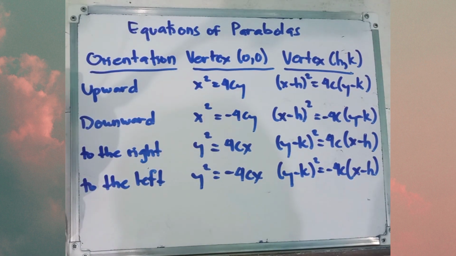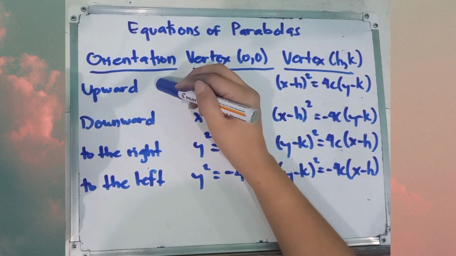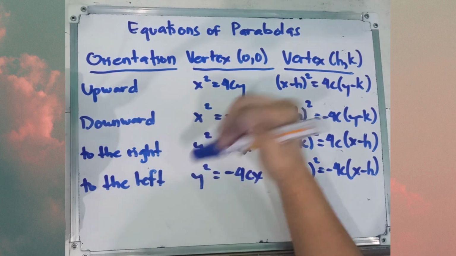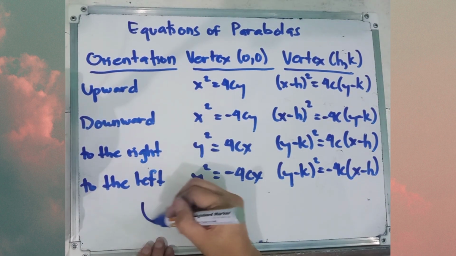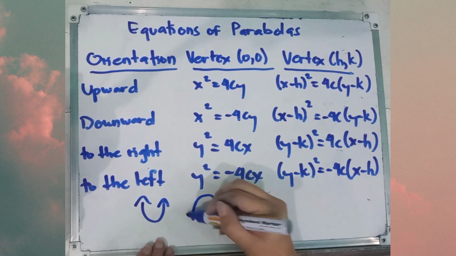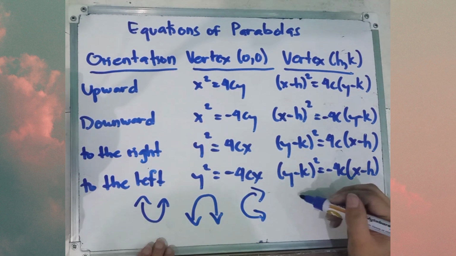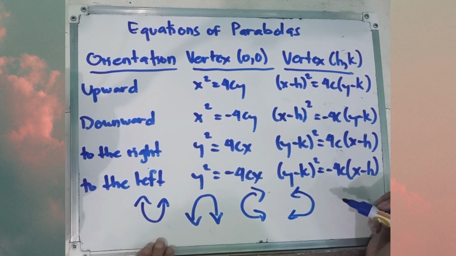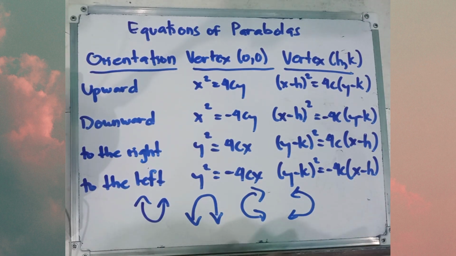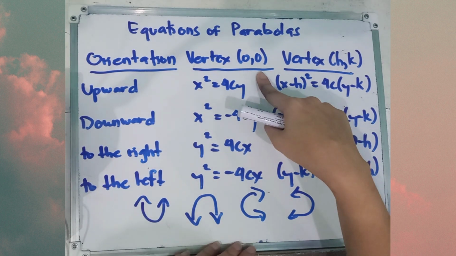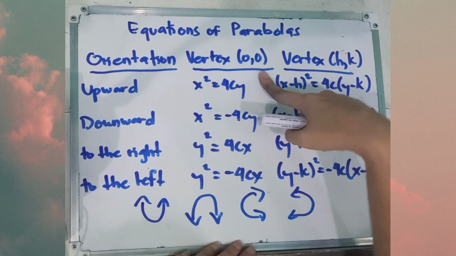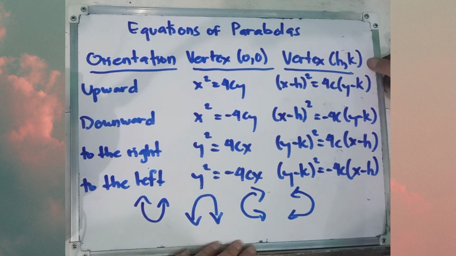Now let's proceed to the equations of the parabola. So this is the summarized properties of graphs of our parabola. Again, we have four different orientations: upward, downward, to the right, and to the left. So we have parabolas opening upward, opening downward, opening to the right, and also to the left. We have equations or graphs of parabolas whose vertex is at the origin. We also have equations wherein the vertex is not at the origin and is at a certain point (h, k).